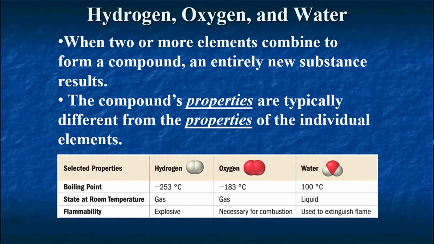Notice that at room temperature, hydrogen and oxygen are both gases. And if they were to be liquefied, they would have very low boiling points. Water, on the other hand, at room temperature is a liquid with a high boiling point. Flammability. It's interesting. Hydrogen will combust. It explodes if you expose it to a flame. Oxygen is necessary for combustion. In other words, no oxygen, no flame. And then water, we use it to essentially extinguish fire. So it's very interesting, the properties of water, the compound, versus the properties of the elements that make it up.